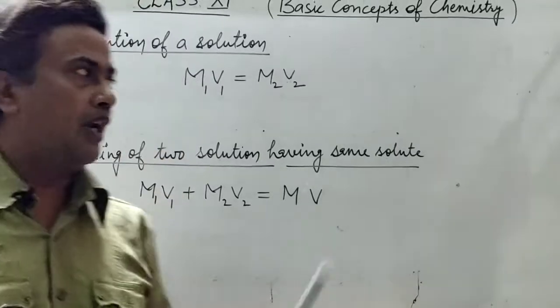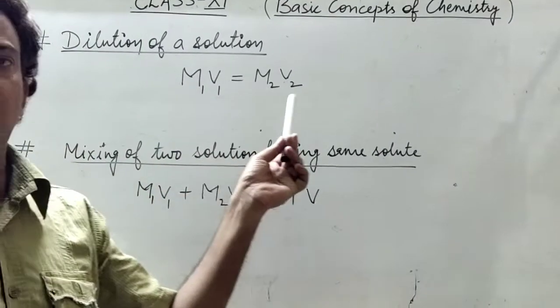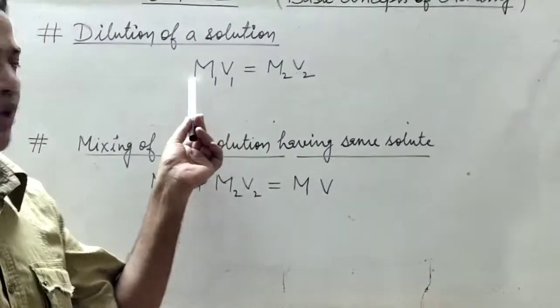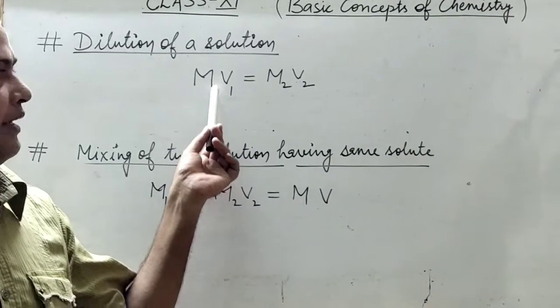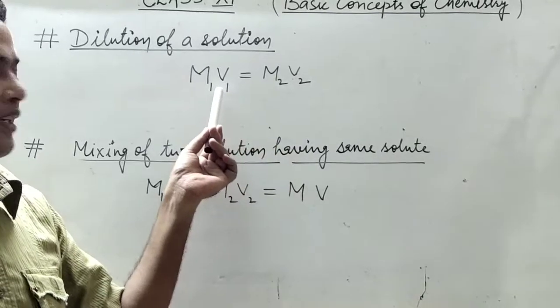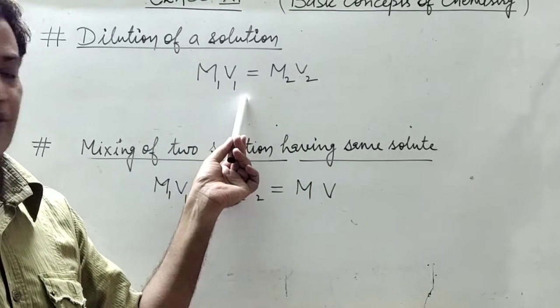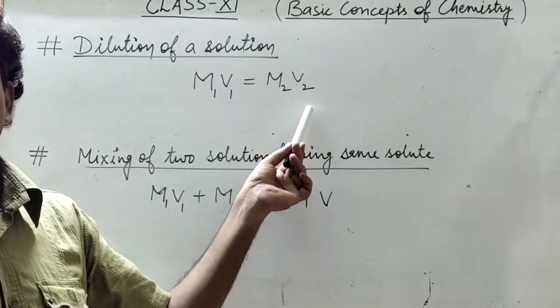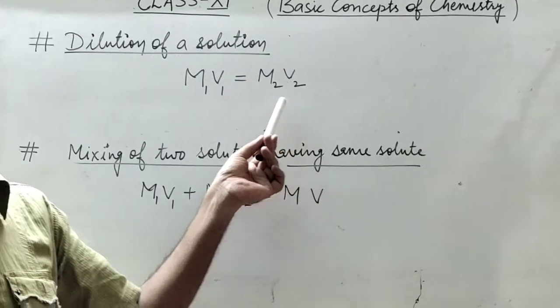So we use the formula M1V1 is equal to M2V2, where M1 is the molarity initially taken, M2 is the molarity finally after dilution, V1 is initial volume before dilution, and V2 is final volume after dilution.